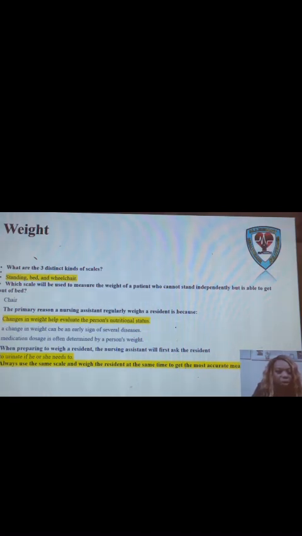We're talking about weight now. There are 3 different kinds of scales. You have a standing scale, you have a bed scale, and then you have the wheelchair scale. So when a patient cannot stand independently, but they are able to get out of bed, they use a chair in order to weigh them.